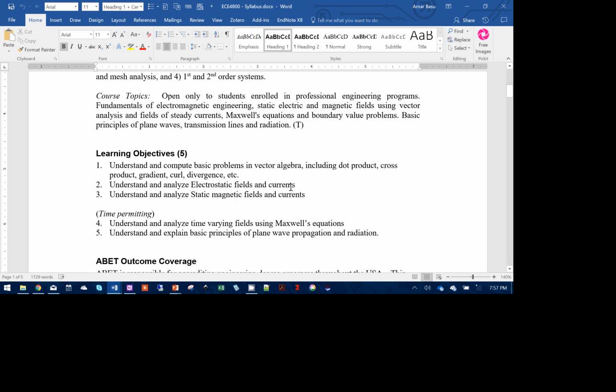So in terms of the learning objectives, the first thing that we'll start off with is basic problems in vector algebra: dot product, cross product, gradient, curl, and divergence. How many of you remember that? I heard a few groans. Sort of. Okay.